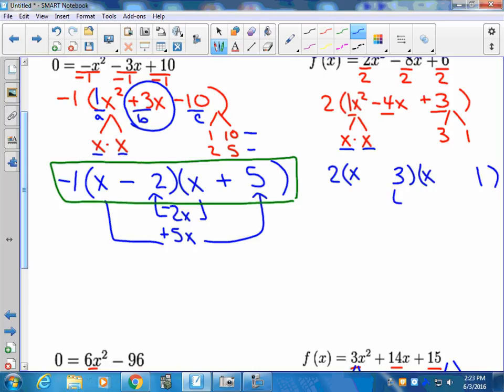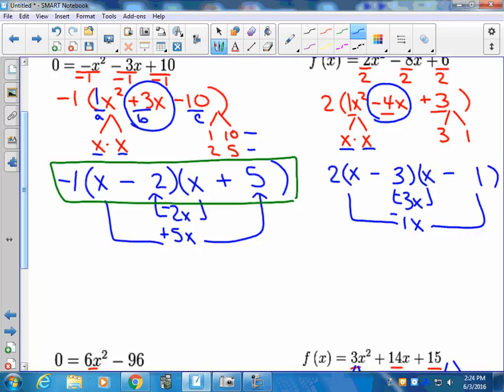factor. The only thing I have to do is work through my inside-outside loop to make sure that I'm making the middle term that I'm looking for. So if I've got a 3 and a 1 and I want to make a negative 4, I need a negative 3 and a negative 1. So I've got negative, negative, and now I've verified that I've factored it correctly. Negative 3x plus negative 1x is negative 4x.